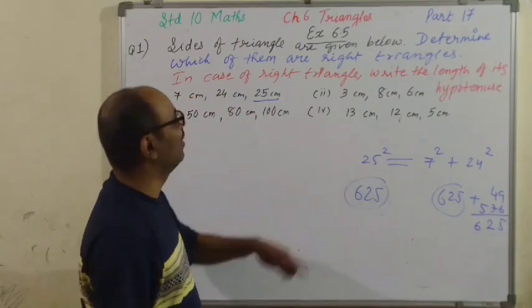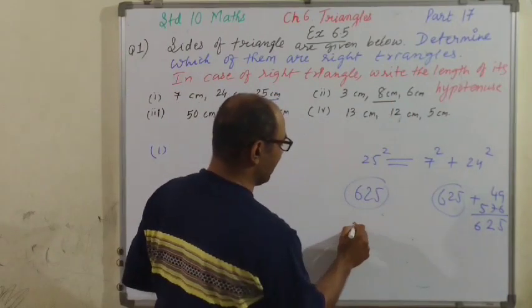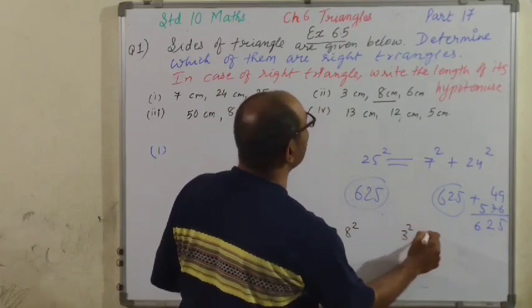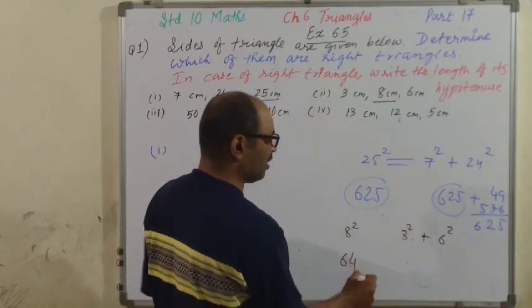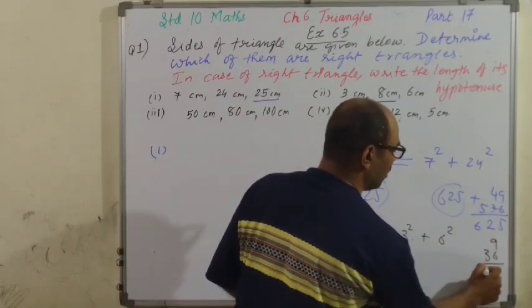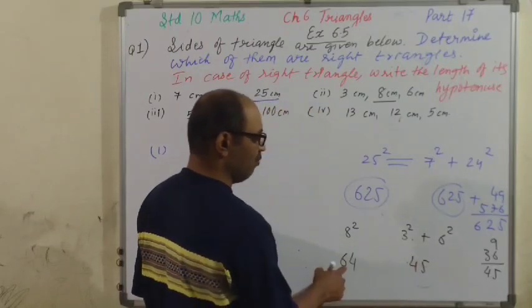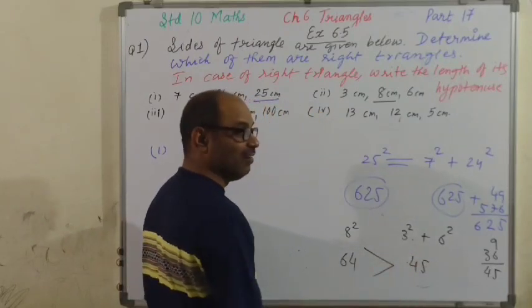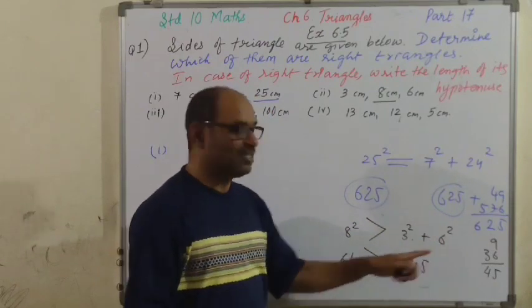This is a right triangle. The longest one is 8. So 8 square. The remaining two are 3 square and 6 square. Plus karo. 8 square, 64. 3 square, 9. 6 square, 36. दोनों का total करो 45. So इसके नीचे लिखो 45. Now very clear, 64 is greater than 45. So 8 square is greater than 3 square plus 6 square.